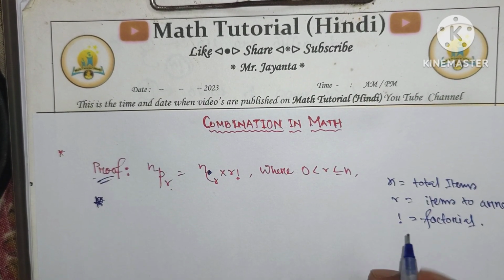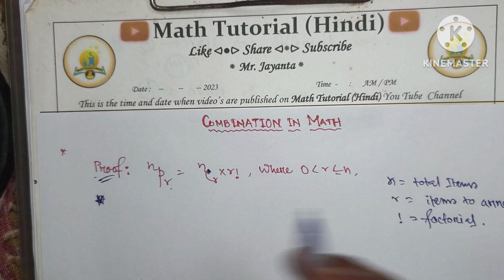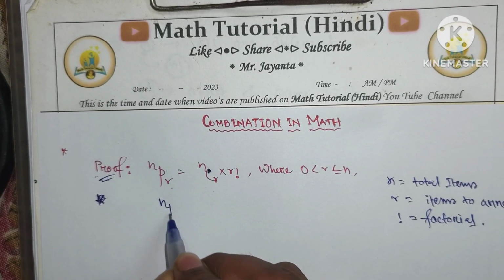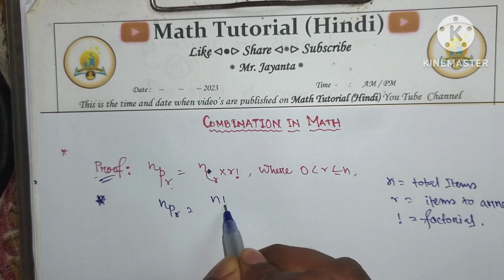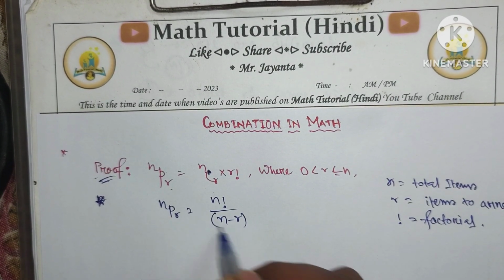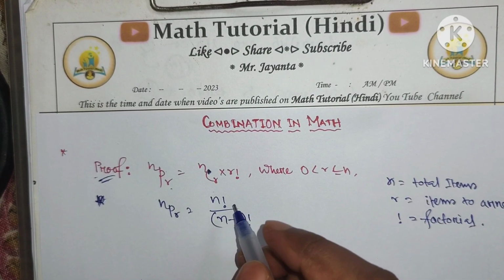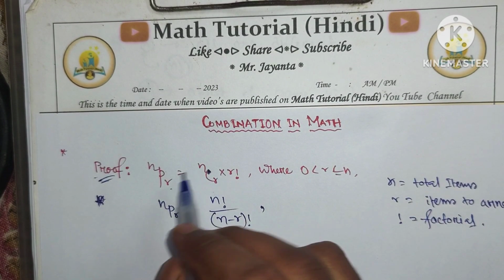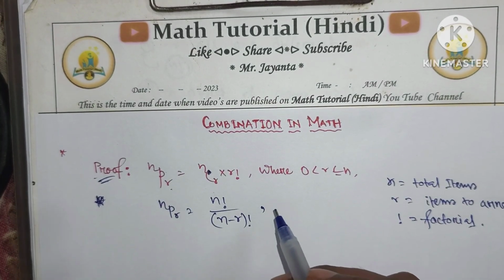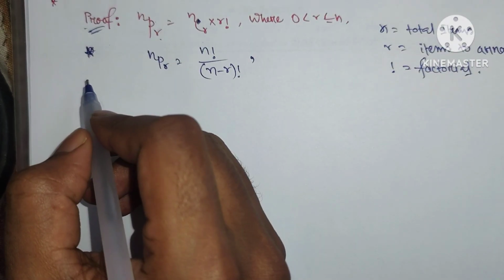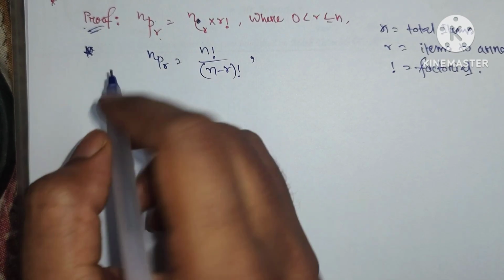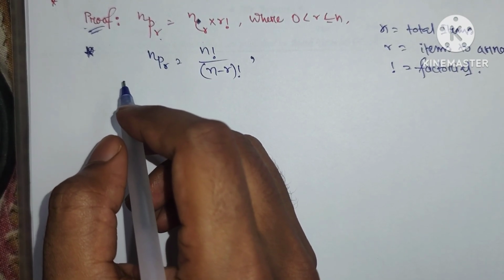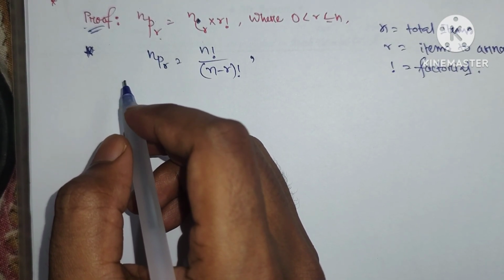So basically you know that nPr equals n factorial by n minus r factorial, right? Okay, we will use this formula for proving this theorem. So before we prove the theorem, let's understand the permutation and combination meaning, okay.